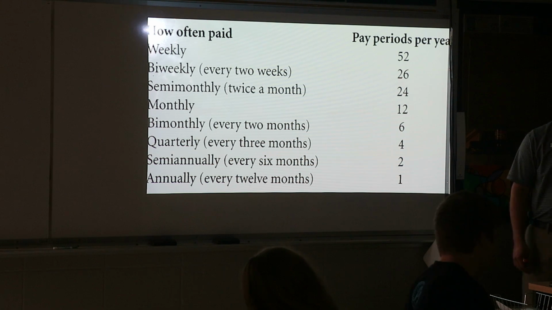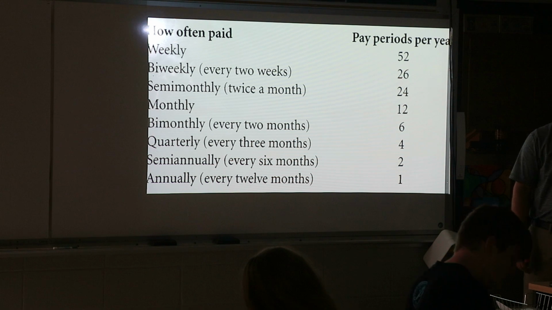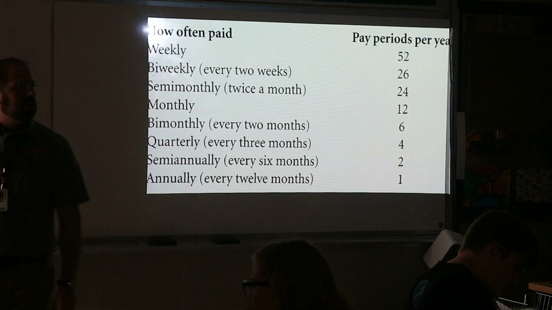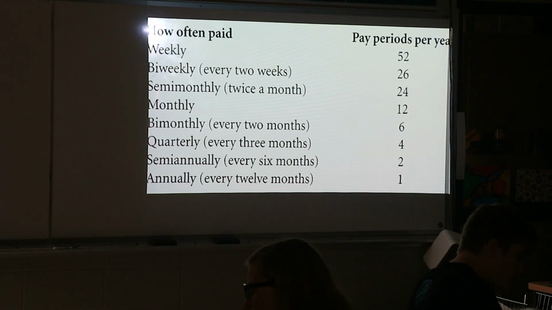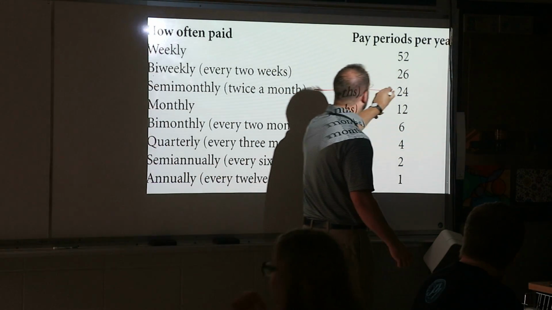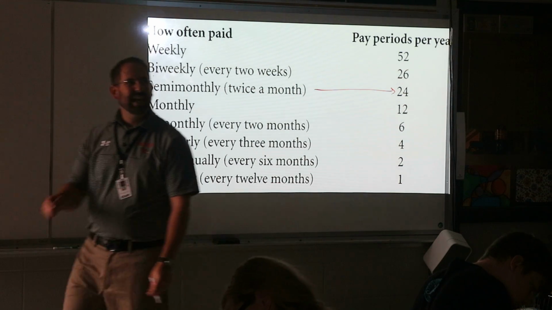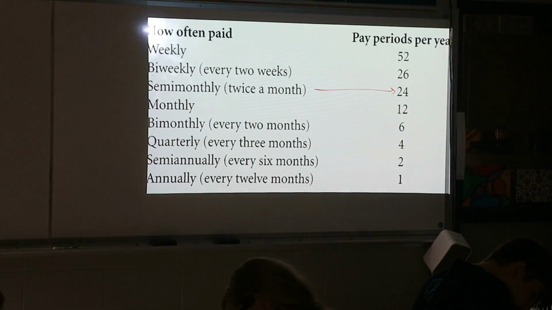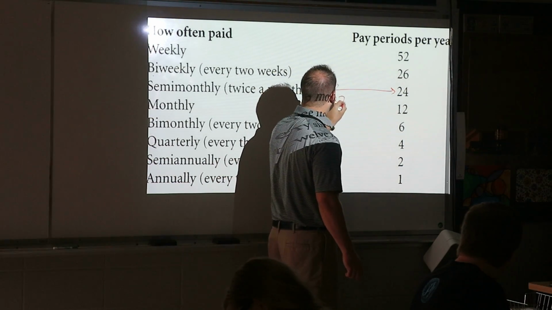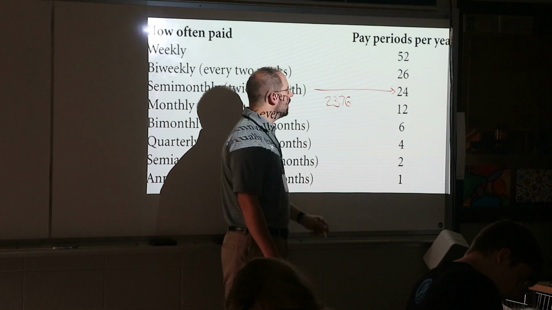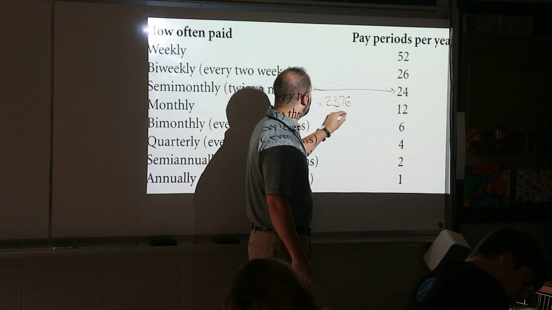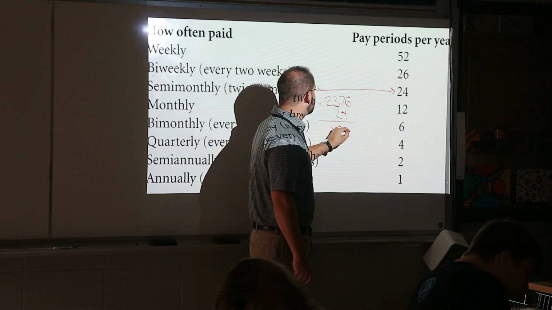Okay, so let's do the semi-monthly. If you look at this chart, you're going to get 24 paychecks. Now, what was the money they gave on that second question? $2,376 semi-monthly, so you're getting that twice a month. There are two ways to do this. You can take this times 24, and that gives you your total year pay. And that's what I'm looking for.